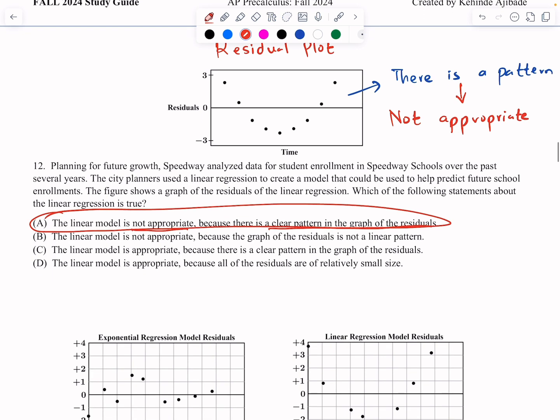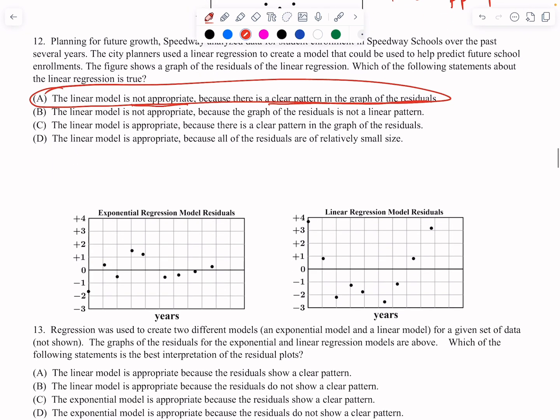Now let's go to question 13. For question 13, we have the same thing. If you look at the first residual plot, we have that one to be exponential. And the second one, we can see that this one is linear. So what do you notice?